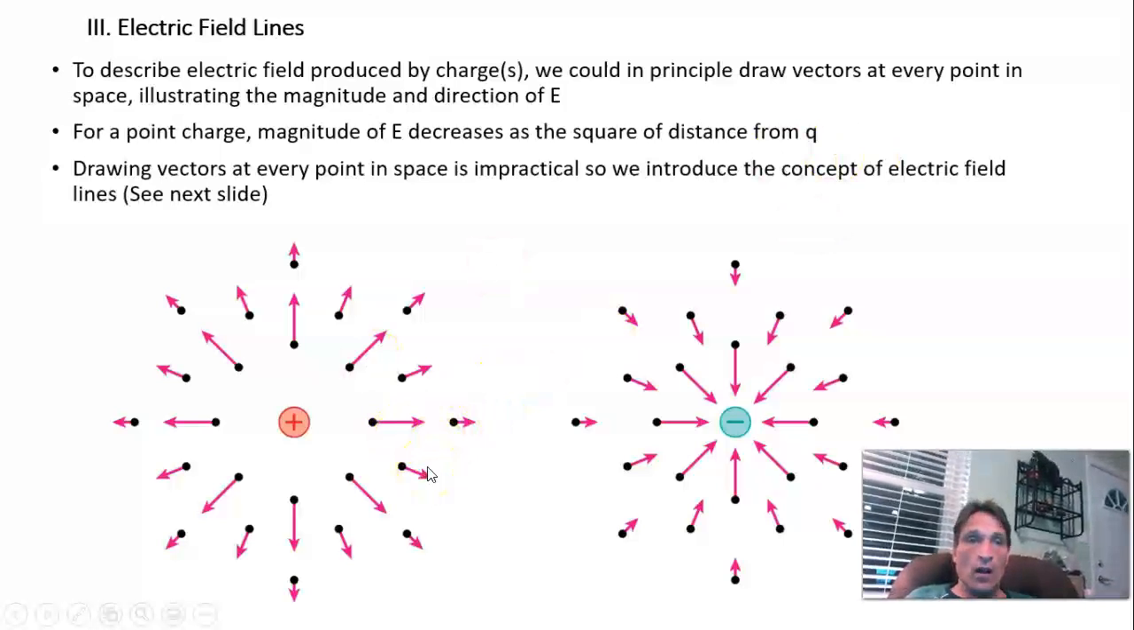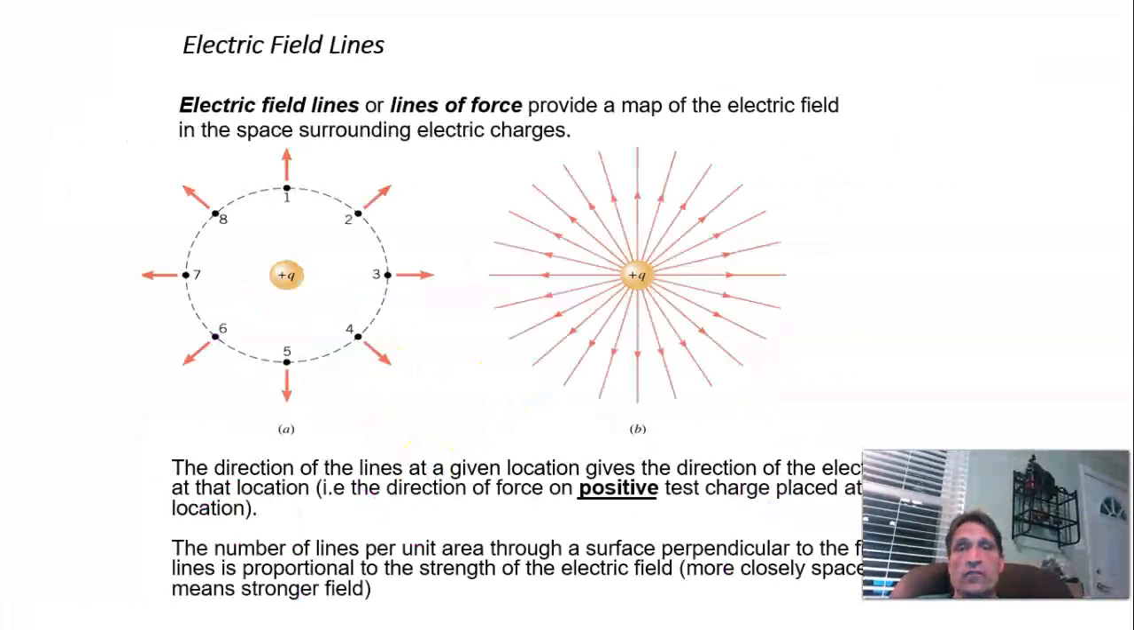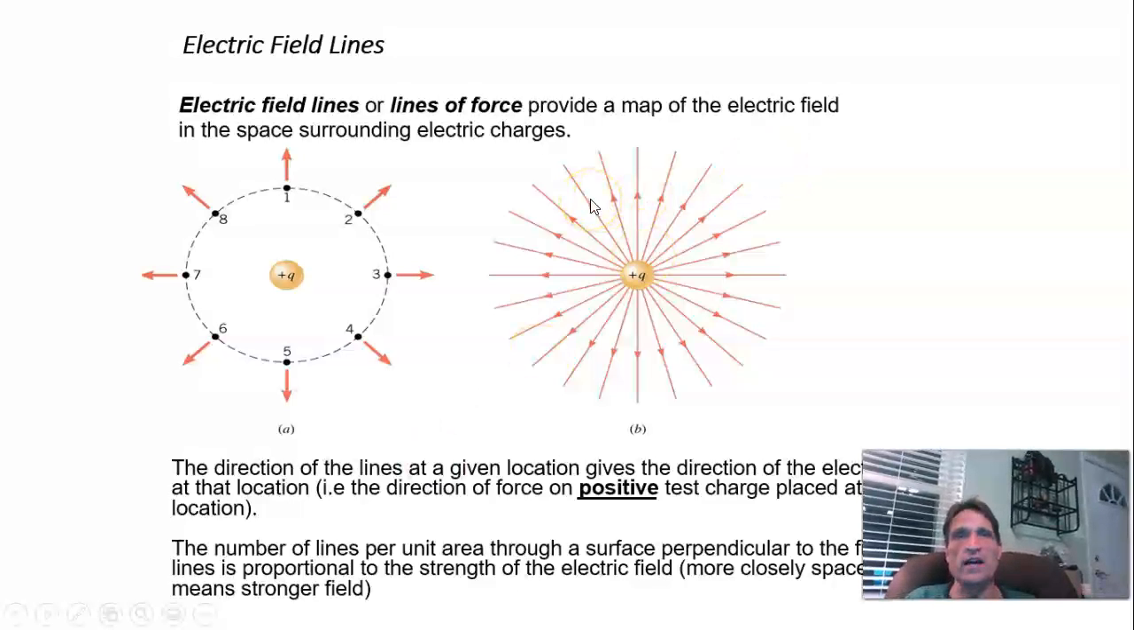And so we're going to introduce this concept of electric field lines. You can think of these as lines of force. We draw these lines emanating from the positive source charge, and the strength of the electric field at a given place is proportional to how densely packed these lines are together.